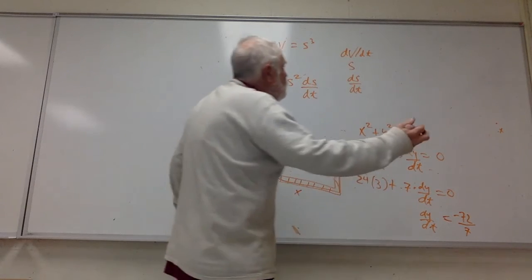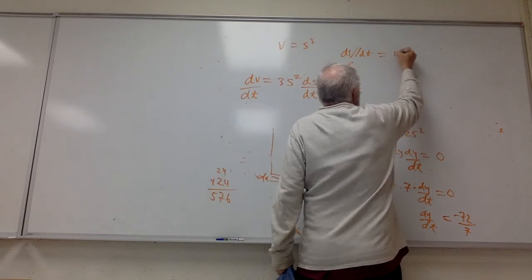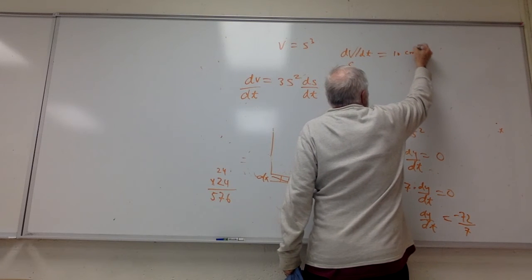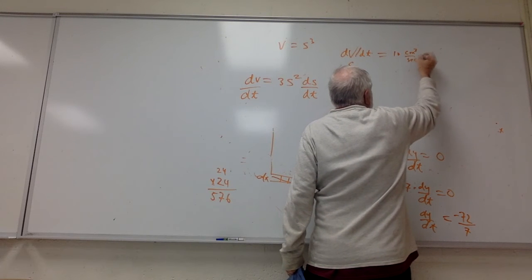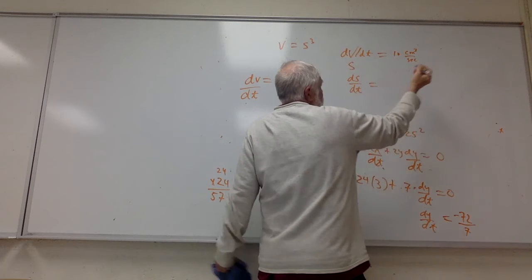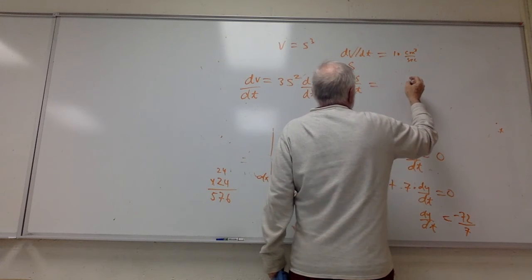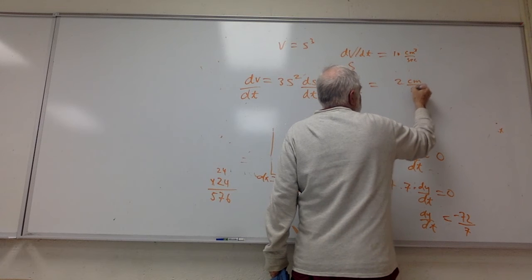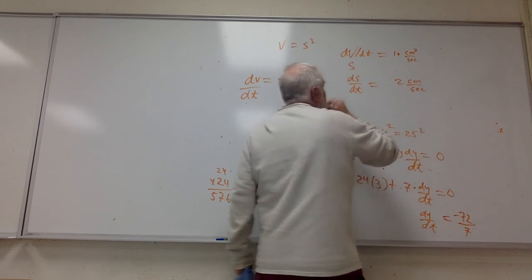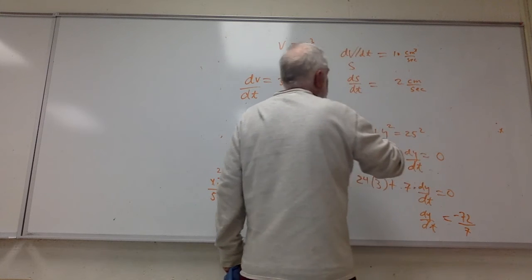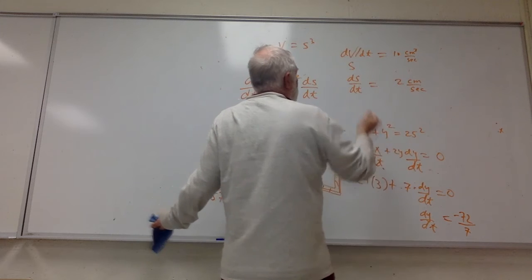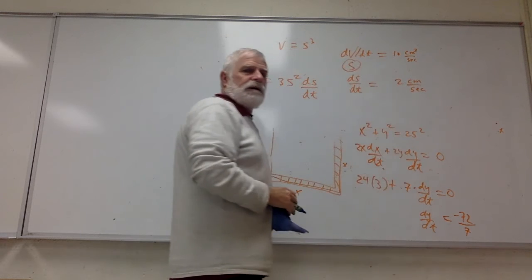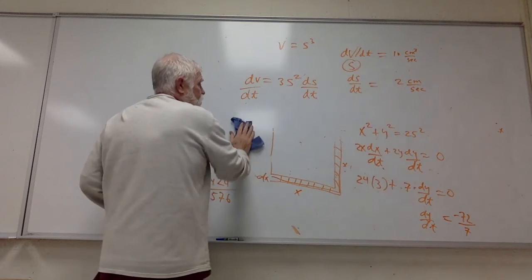How about I give you dV/dt? Say it's going up at 10 cubic centimeters per second. ds/dt, I'll give you ds/dt. Let's say that is changing at 2 centimeters per second. Now the question is, I guess, what's the side length of the cube? Well, let's put the numbers in and find out.